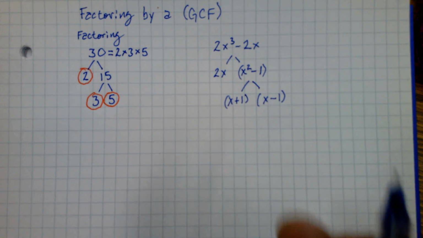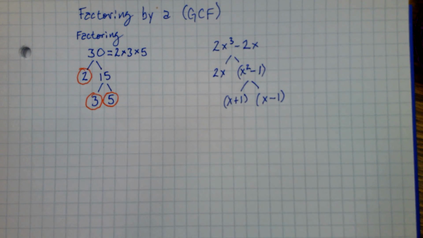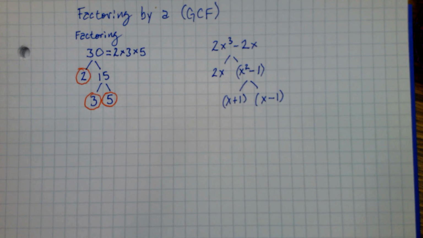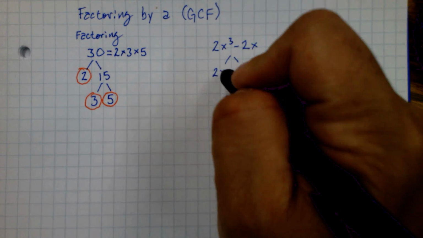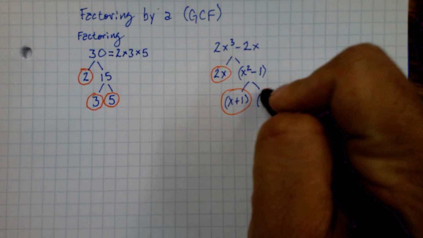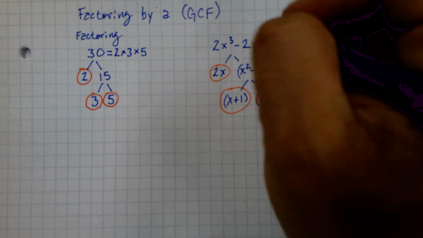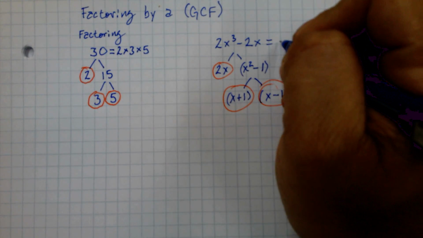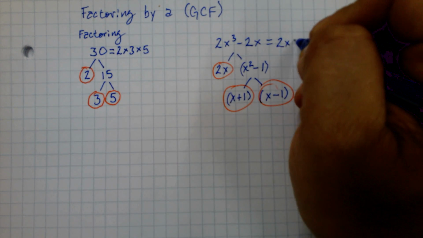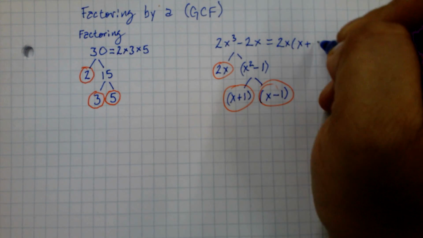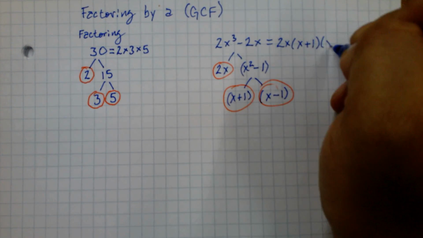So it turns out that I've got, this is prime. This is prime and this is prime. So my final answer is 2x times x plus 1 times x minus 1.